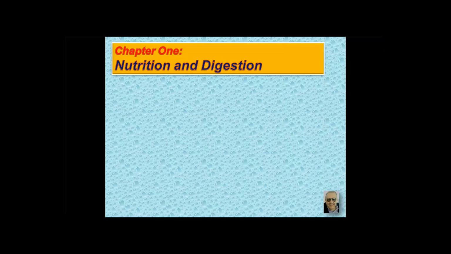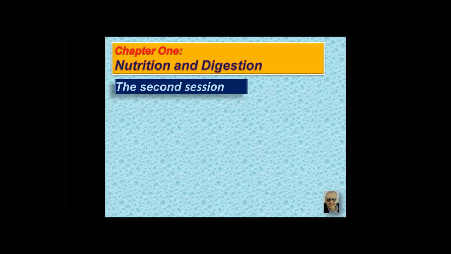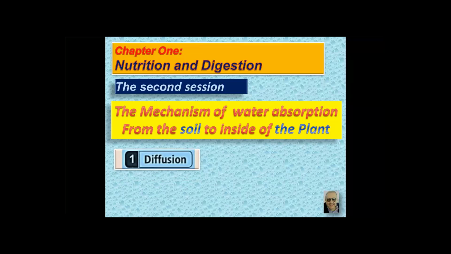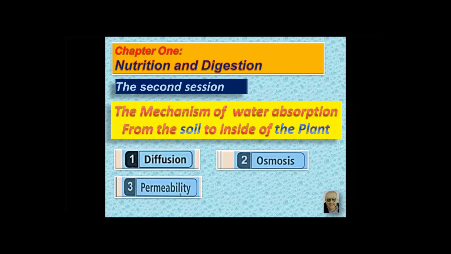Today we are going to complete our session about nutrition for the secondary school, high school student in biology. So let's start. We have 4 physical phenomena, normal phenomena which the plants use to absorb water through the roots without consuming any energy. These phenomena are: number 1, diffusion; number 2, osmosis; number 3, permeability; number 4, imbibition.